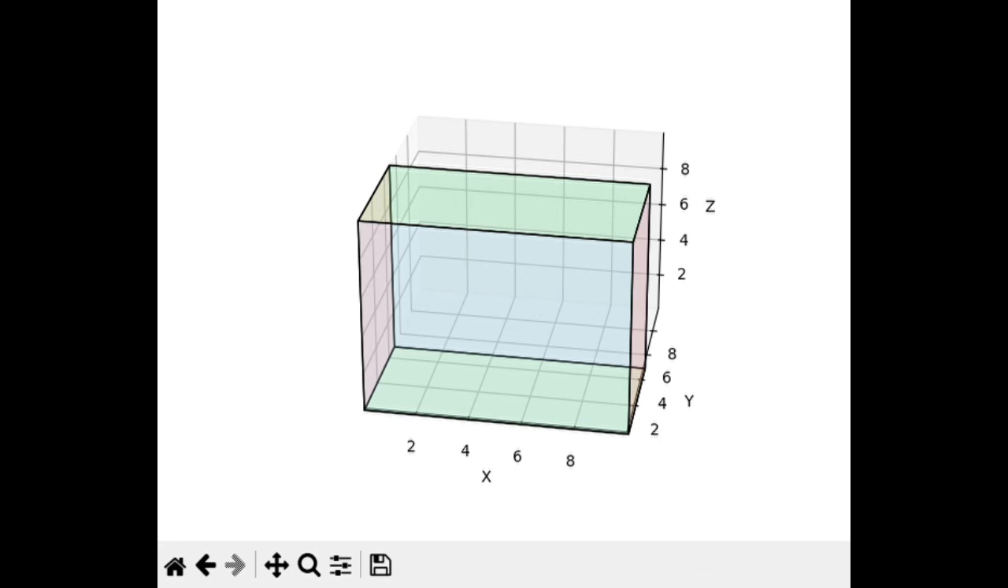Each cuboid has 12 edges. These are lines where the faces meet. Think of the edges as edges of a book, or the lines where the walls of a room meet the floor and ceiling. There are 8 vertices, or corners in a cuboid. These are the points where the edges intersect, as you can see my mouse is pointing to. Imagine the corners of a room where two walls and ceiling meet.